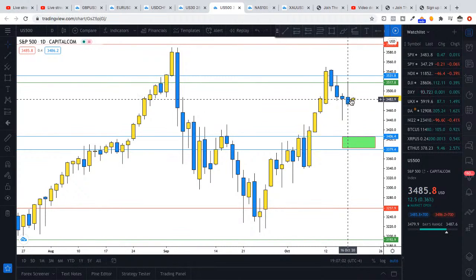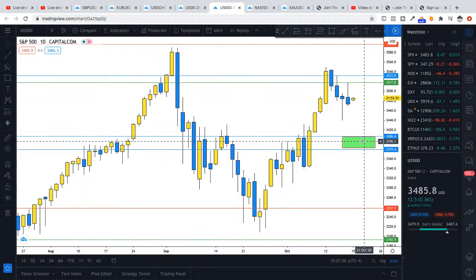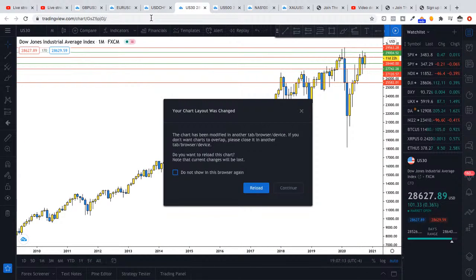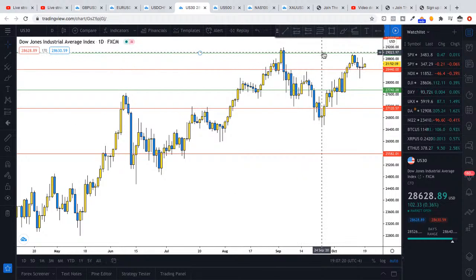Area of interest. What I shot it down to there. Let's see how price looks in the morning. Let me take a look at the Dow again. What's the daily chart on the Dow say? Interesting. It's very interesting. And let's look at the Nasdaq.